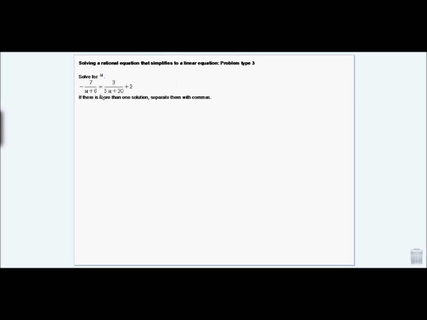Okay, in our next example, I have negative 7 over u plus 6 is equal to 3 over 5u plus 30, plus 2. So I'm going to put these fractional parts together. Oops, minus, because I'm switching sides, so that's equal to 2. Now if I look at these, I can see I can't have negative 6 as my answer. So as long as we don't end up with negative 6, we're fine.